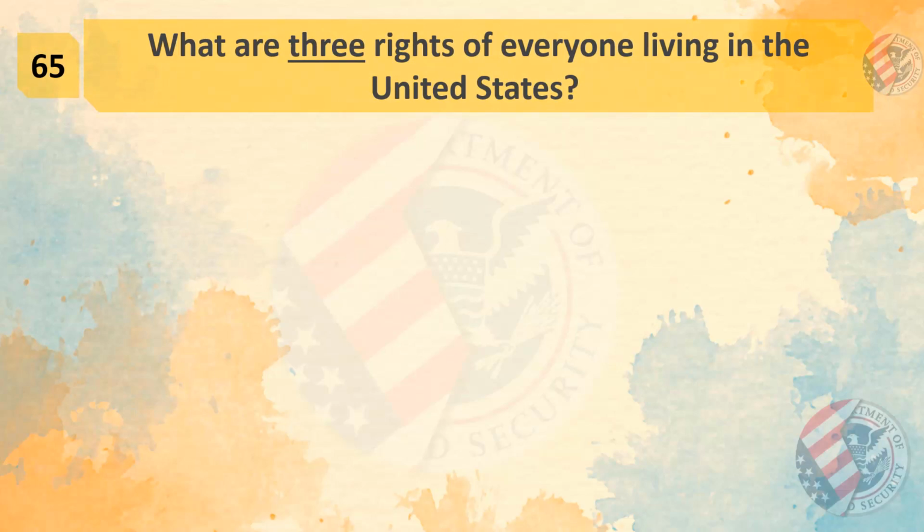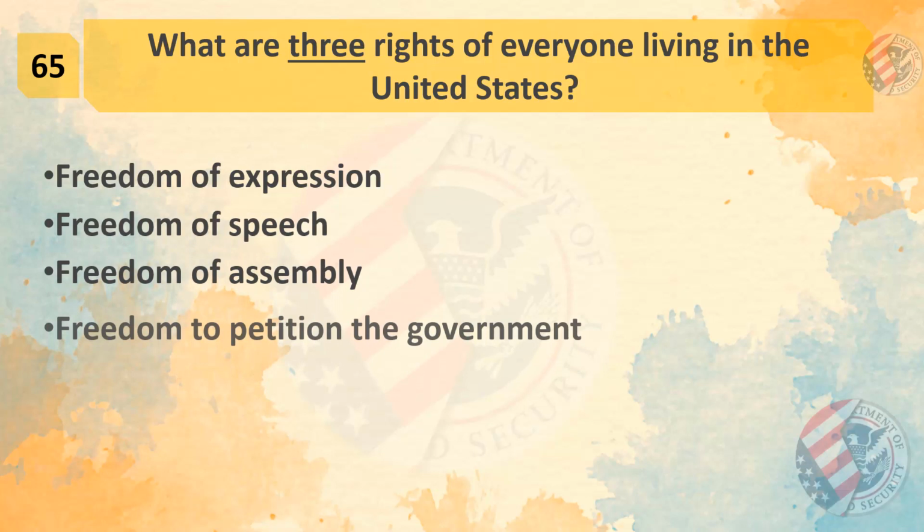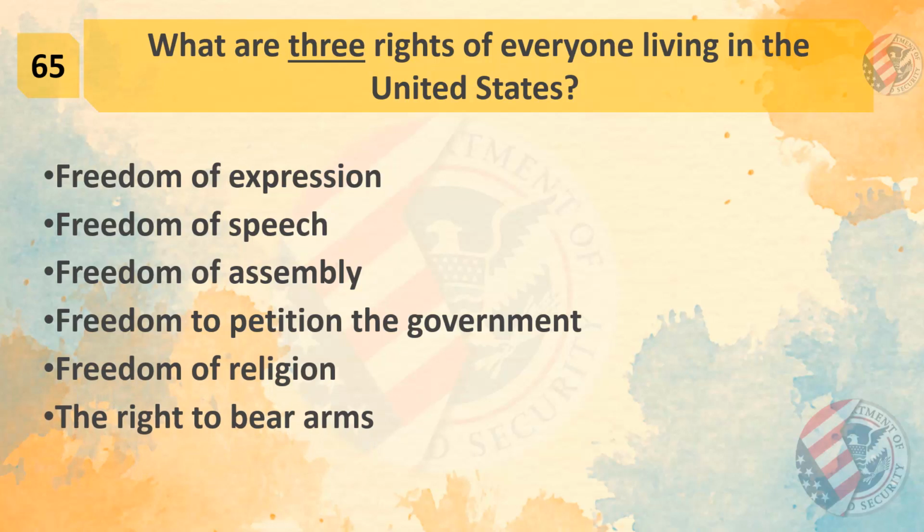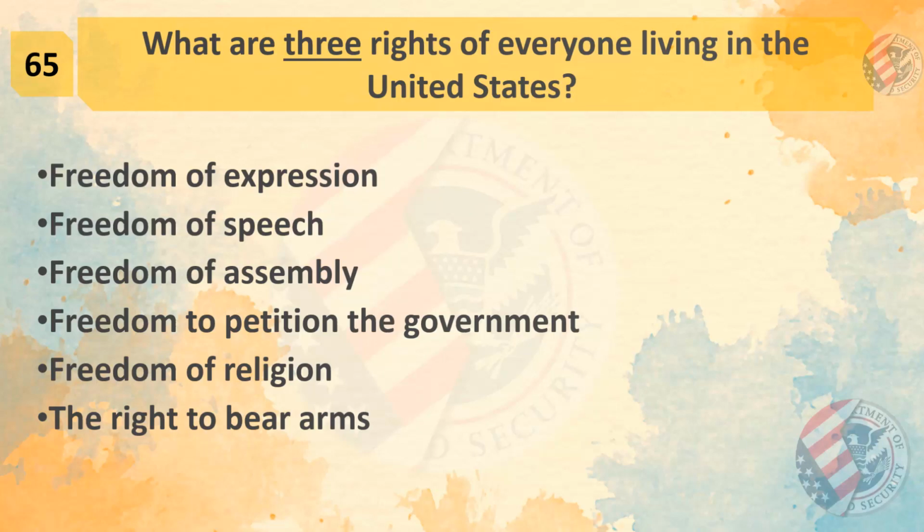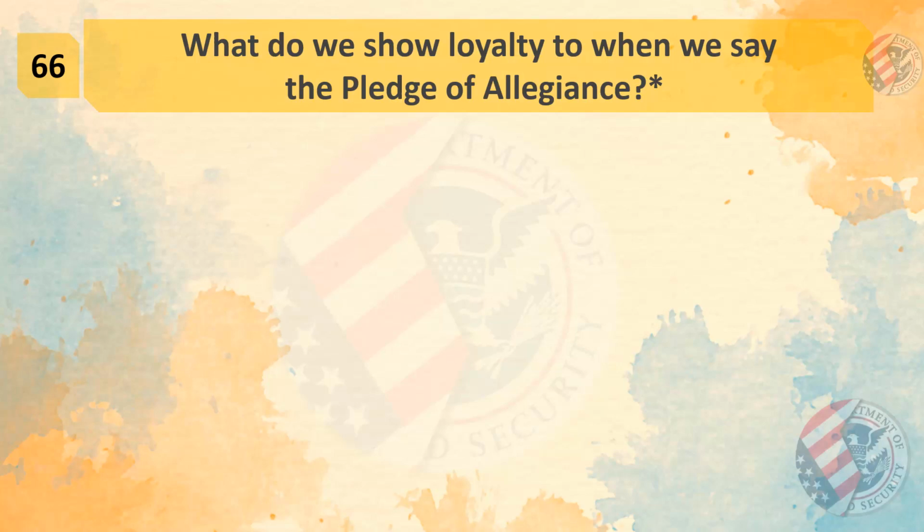What are three rights of everyone living in the United States? Freedom of expression, freedom of speech, freedom of assembly, freedom to petition the government, freedom of religion, the right to bear arms. What do we show loyalty to when we say the Pledge of Allegiance? The United States. The flag.